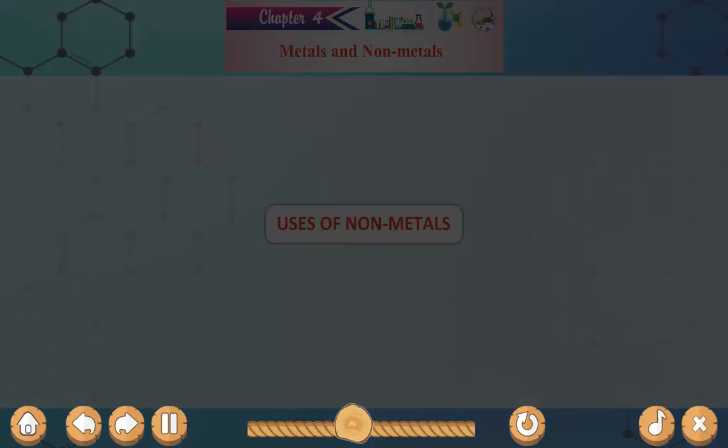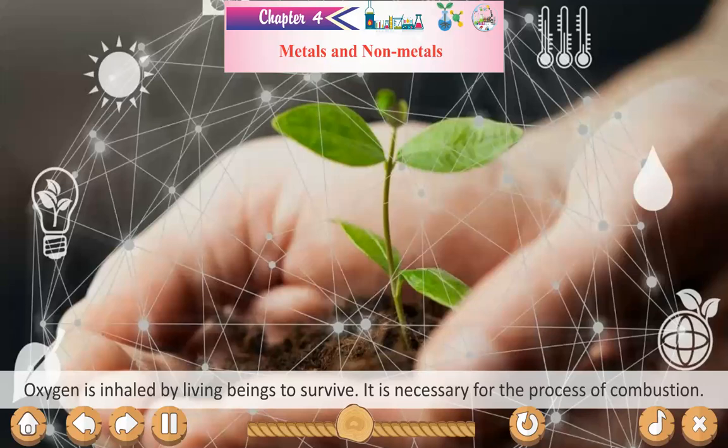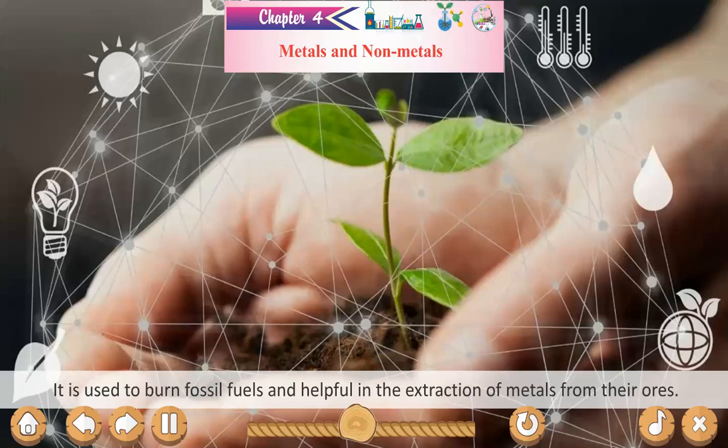Uses of non-metals. Oxygen is inhaled by living beings to survive. It is necessary for the process of combustion. It is used to burn fossil fuels and is helpful in the extraction of metals from their ore.